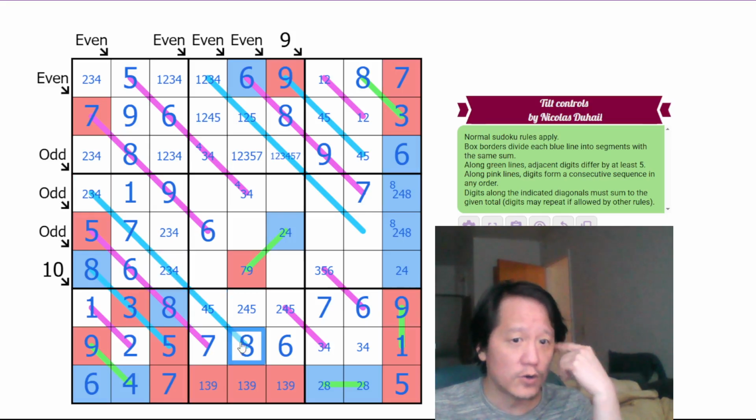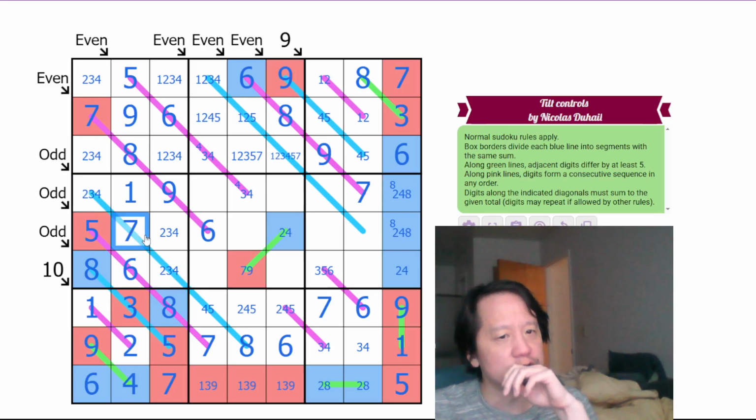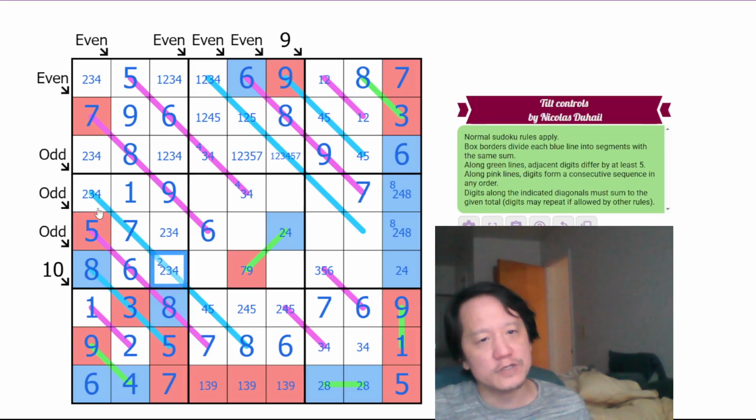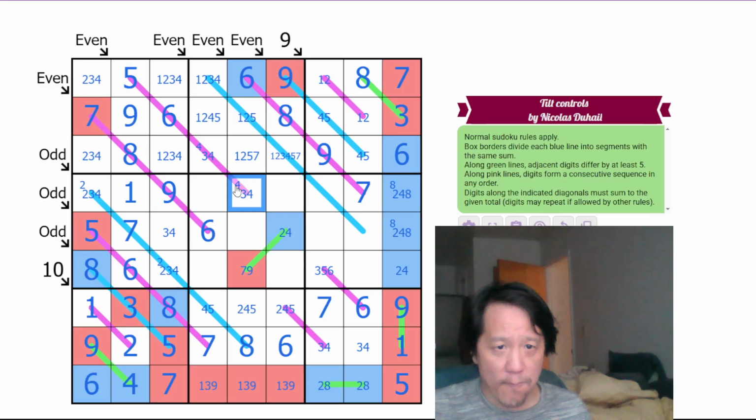as a pair, or 8 and 5, which adds up to 13, which would be 2, 4, and 7. So we're guaranteed 2 is one of these digits, which means this cannot be 2. This has to be 3 and 4 here. That eliminates 3 and 4 in the rest of the cells that see both cells. So no 3 there.